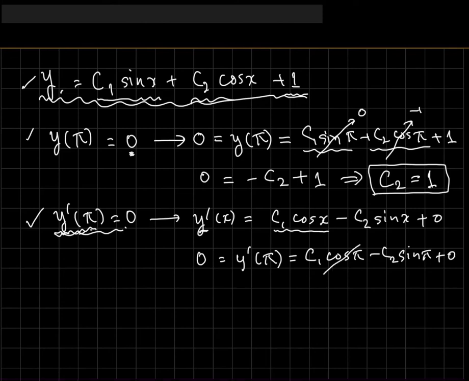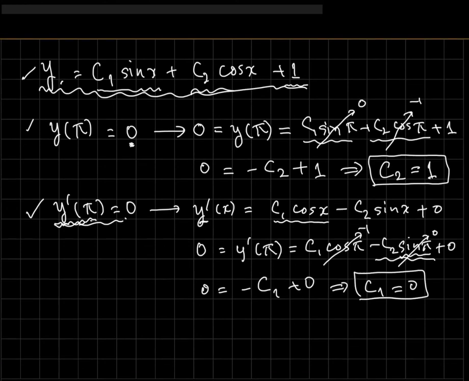And we know that, again, this is negative 1, and this is 0. And so what we have is 0 equals minus c sub 1. And again, these are just 0, so plus 0. And therefore, we know that c sub 1 is just 0.